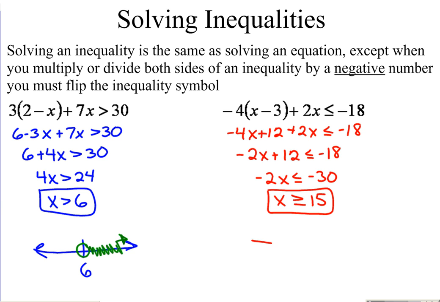So there's our solution as an inequality. Critical point on the number line we're looking at is 15. This time, because it's greater than or equal to, it's going to be a closed dot, and we're still shading greater than or to the right.